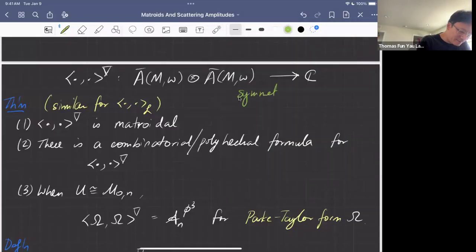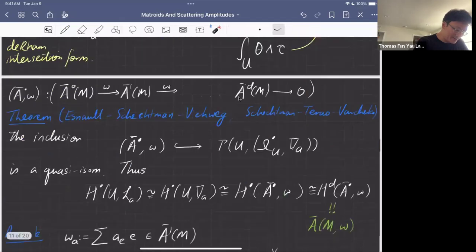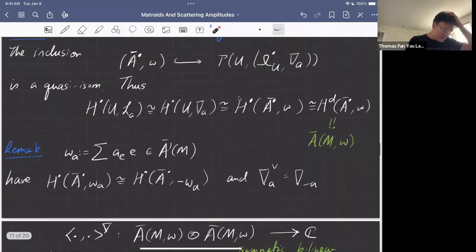Symmetric bilinear and also non-degenerate. Non-degenerate because of Poincaré duality, it is a perfect pairing. Okay.